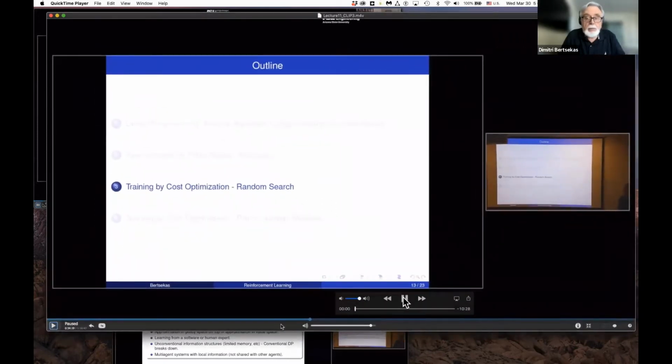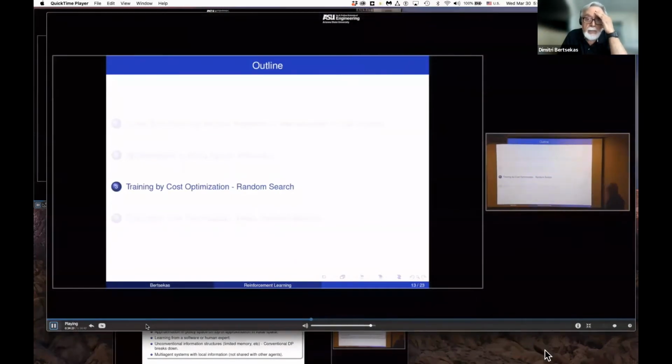Okay. Now let's go into training by cost optimization. So now let's go into how we find r, how we find the parameters in policy parametrizations. And let's look first at random search.